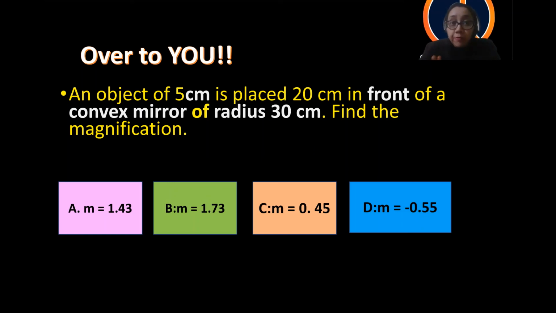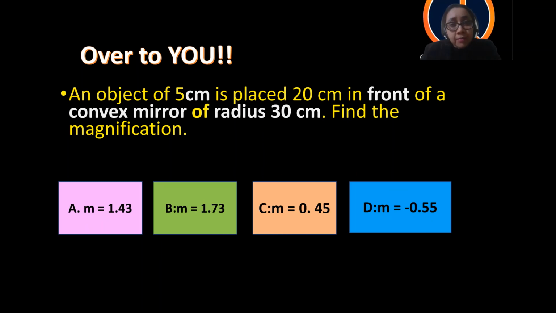So our next question is that an object of 5 centimeter is placed 20 centimeter in front of a convex mirror of radius 30 centimeter. Find the magnification. So we know the formula for magnification, which is minus V by U, but still use your logical mind to answer this question. Use the simple tricks that it's convex mirror.